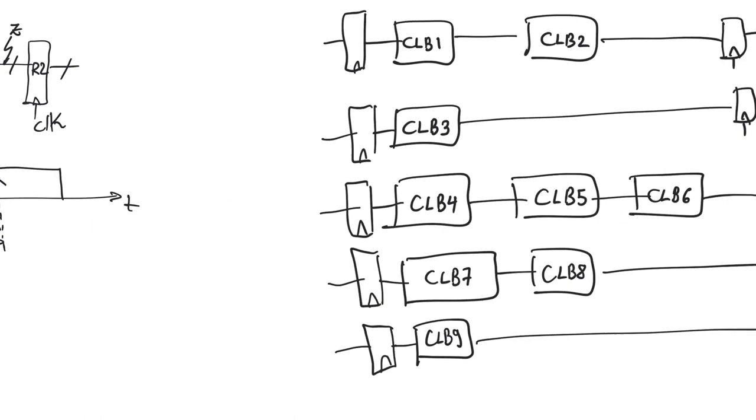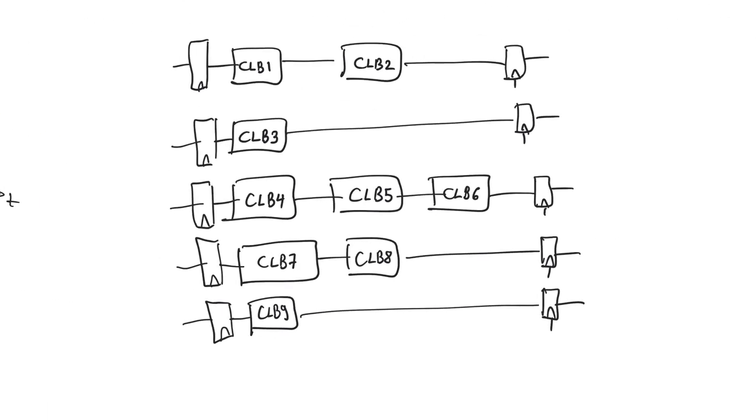So let's look at a pipeline that's a little bit more complicated, although actually it's pretty much the same thing. Here we have a bunch of registers, 10 registers, and between each pair of registers, there are combinational logic blocks.